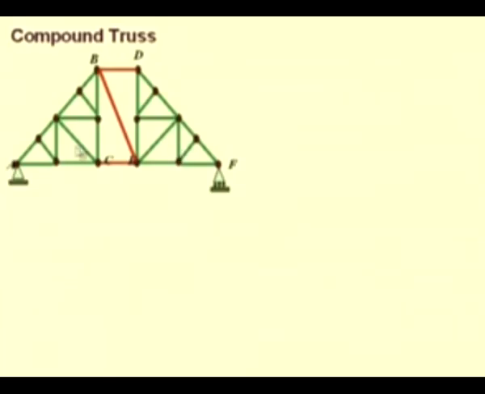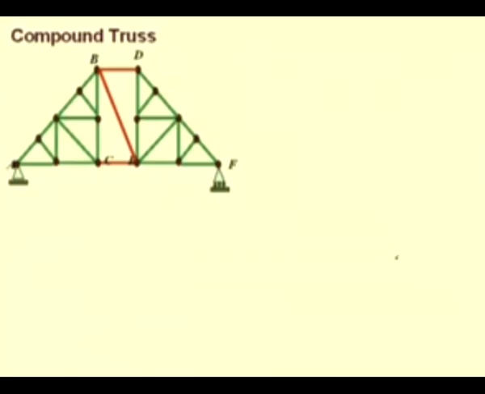Now, these two simple trusses have been connected by the links BD, BE and CE to form a rigid truss, and this complete truss formed by connecting the two simple trusses is known as the compound truss, and it has been supported by a pin at A and a roller at F.